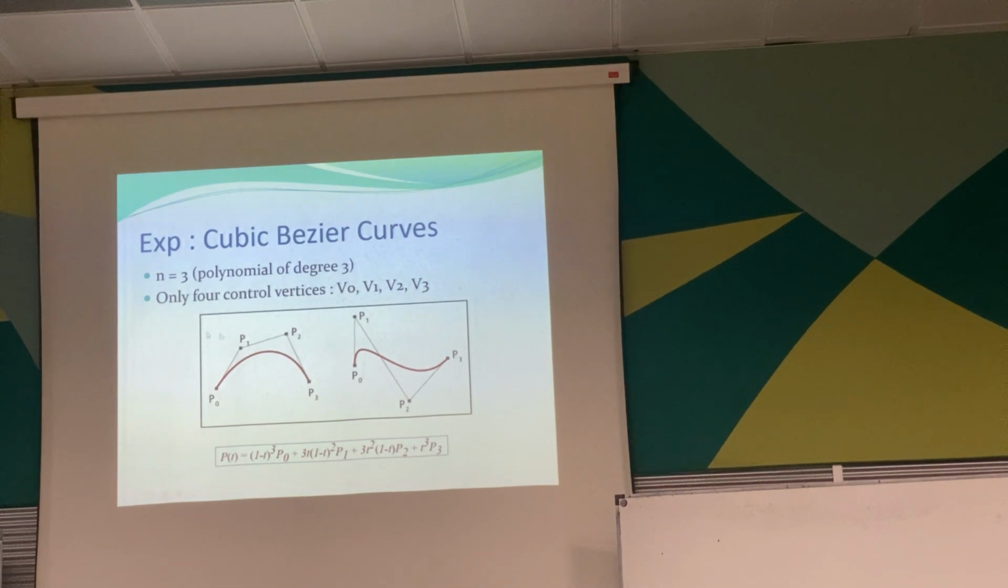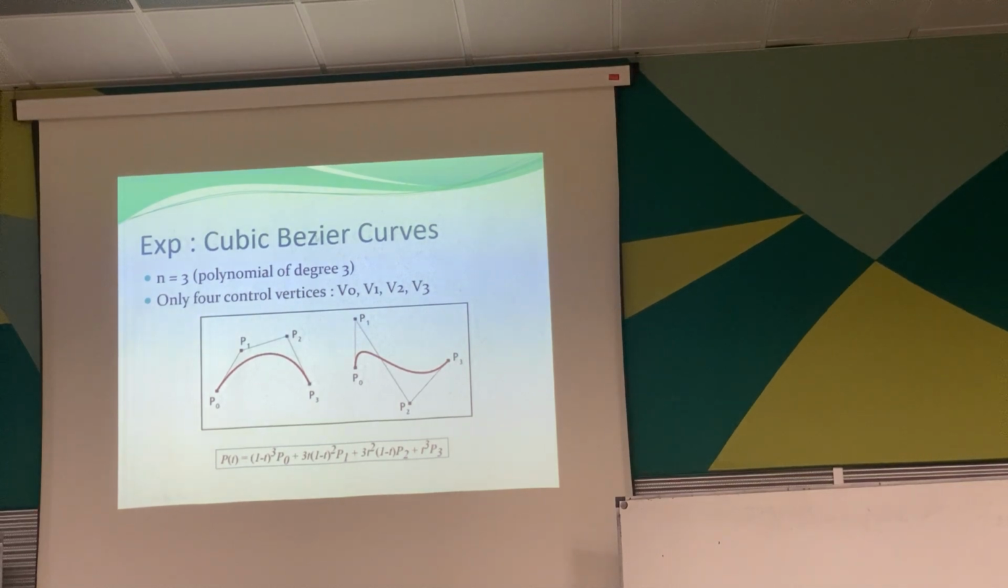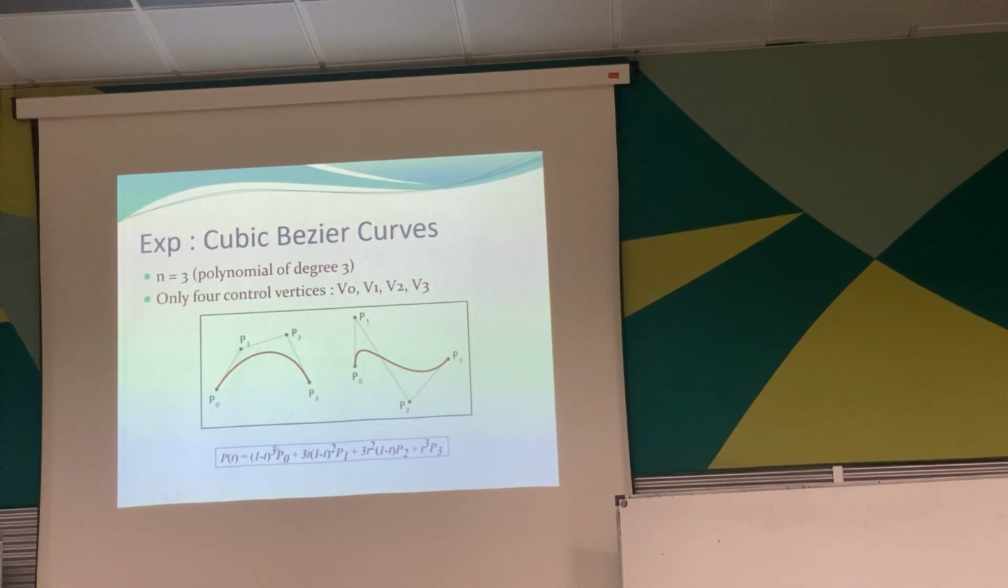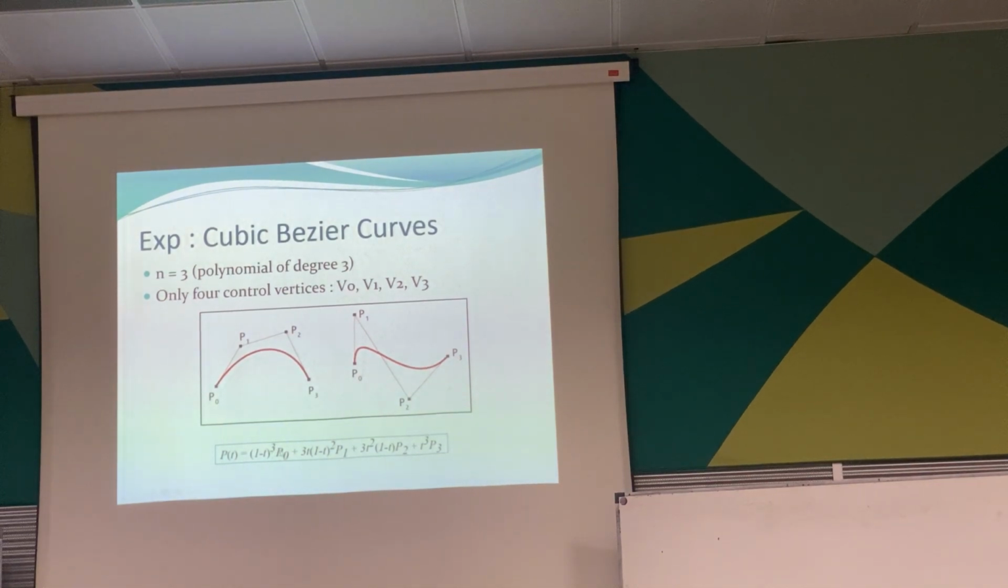So you are advised for your Bezier curve to only go up to degree 3, which means only 4 control points. That will give you a cubic, and this is your polynomial function for the point at time t: (1 minus t) cubed P0, plus 3t (1 minus t) squared P1, plus 3t squared (1 minus t) P2, plus t cubed P3. You don't need to remember this formula.